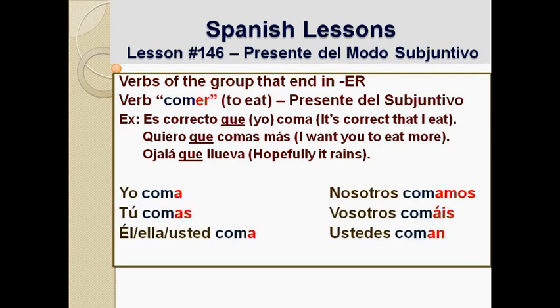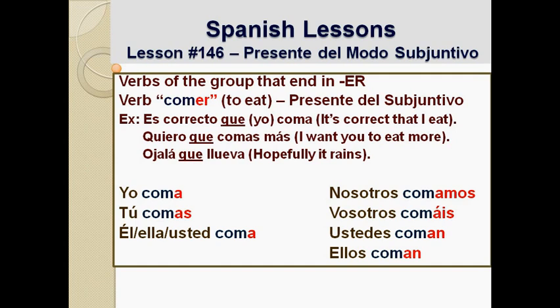Now let's conjugate the verb comer for all the persons or subject pronouns. Yo coma. I eat. Tú comas. You eat. Él coma. Or that he eats. Or ella coma, or usted coma. Nosotros comamos. Vosotros comáis. Ustedes coman. And ellos coman.